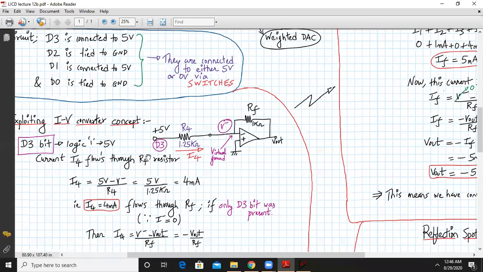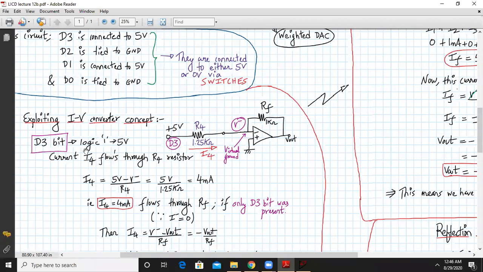In this, my D3 bit is plus 5. R4 is 1.25 kilo ohm. We need to find I4. The current I4 flows through the R4 resistor, and that is given by I4 equals 5 volts minus V minus, divided by R4.